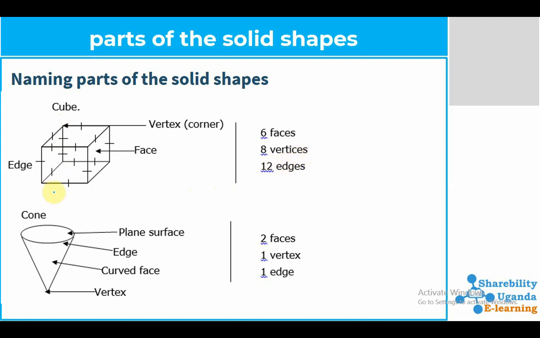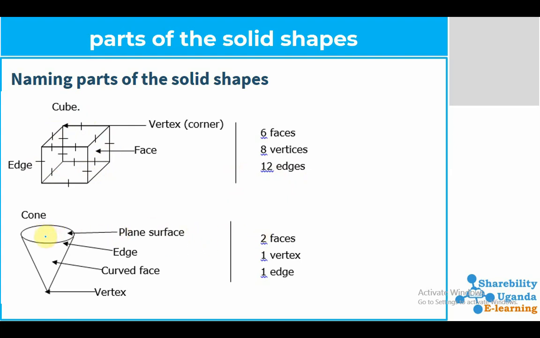Then the edges. We shall say this is 1, this is 2, this is 1, this is 2, this is 3, this is 4, 5, 6, 7, 8, 9, 10. Then the ones which are up shall be 11 and 12. So there are 12 what? There are 12 edges. Also in our cone, we can see how many faces it has.